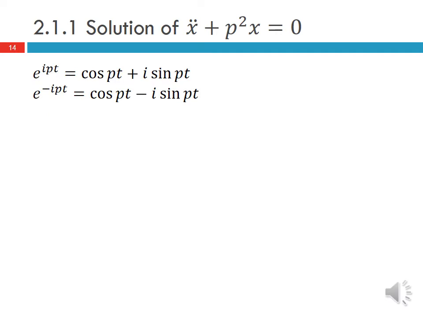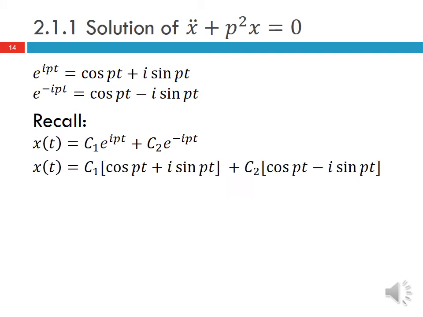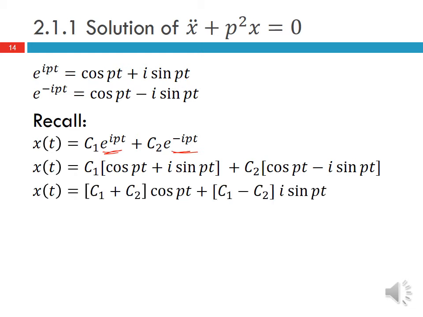So using Euler's identity and recalling our equation, we can replace these exponential values with cosine and sine terms. And we can collect like terms. We've got a cosine pt here and a cosine pt here, so we can collect the coefficients out in front of that: c1 plus c2 times cosine pt. We've got an i sine pt here and an i sine pt here, so we collect the coefficients in front of that. We get c1 minus c2.